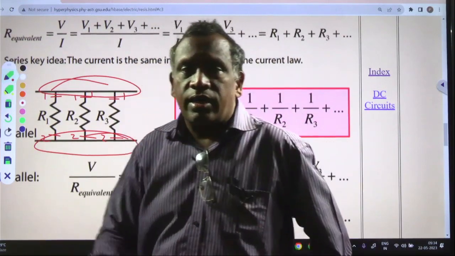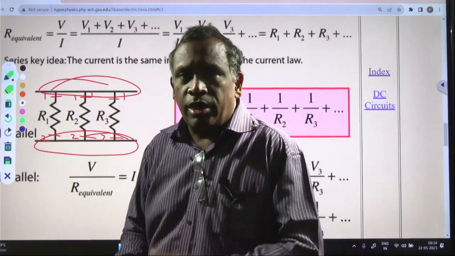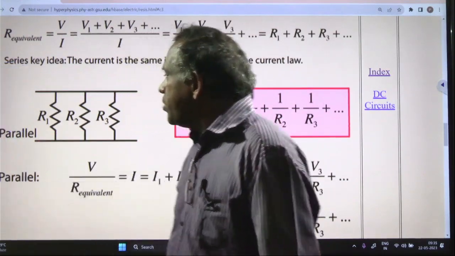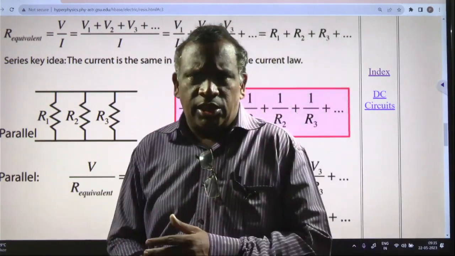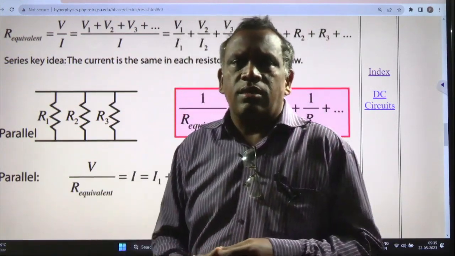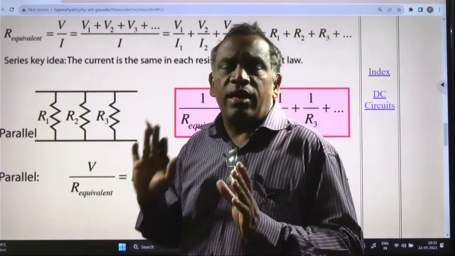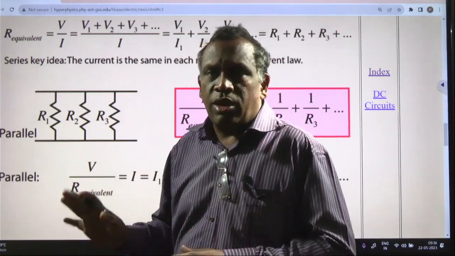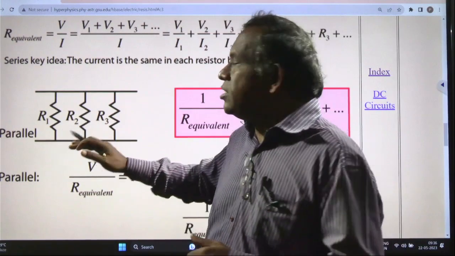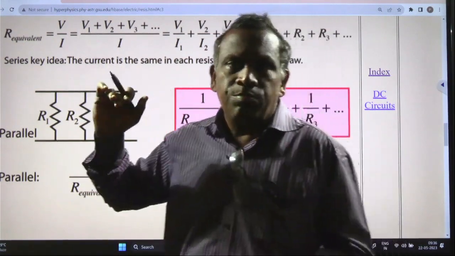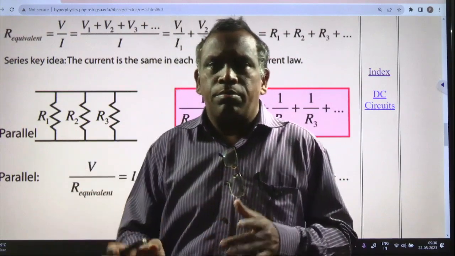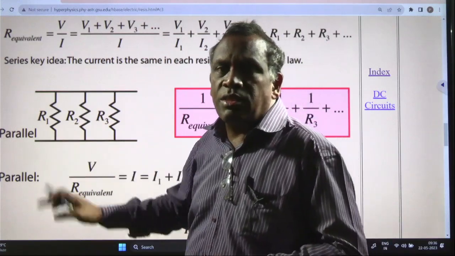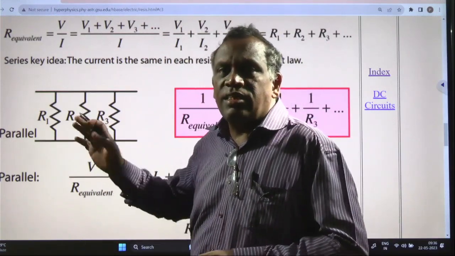If resistors are connected in parallel, these are the important points you have to remember. Here R1, R2, R3 are the resistors. If they are connected in parallel, the voltage across the resistors is the same. The potential difference will be the same across all the resistors, but the current is divided among the resistors. In the previous case, in series connection, the current is the same but the voltage is different. But in this case, the voltage or potential difference will be the same, but the current is divided among the resistors.